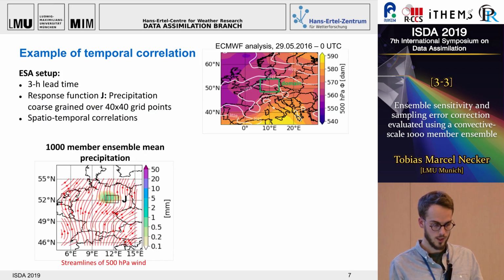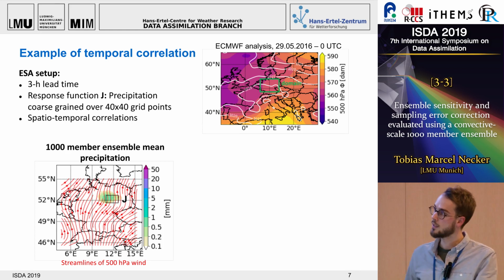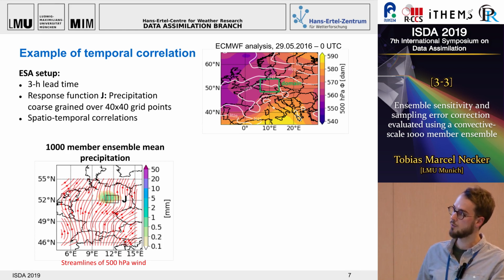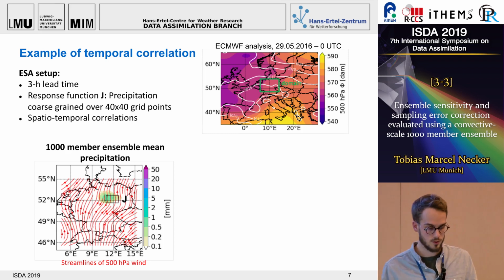To go on, I will now show a simple example of a temporal correlation. This time, we are looking at a correlation of a 3-hour forecast, so precipitation after 3 hours of forecast, to the initial 2-meter temperature field. You can see again the precipitation event in one of our forecasts, and again we are using this metric, the precipitation average over this box.